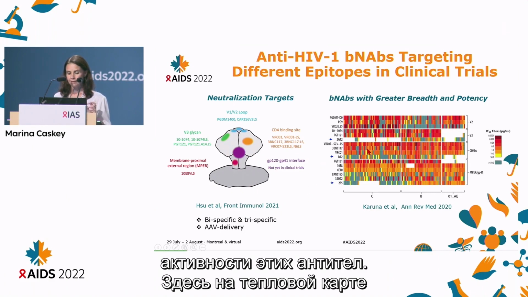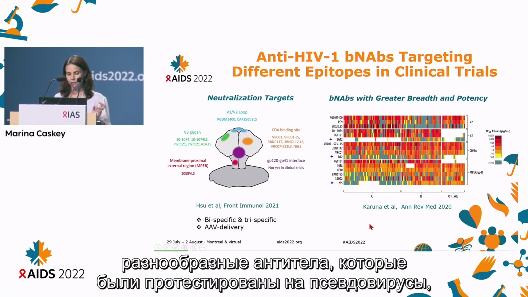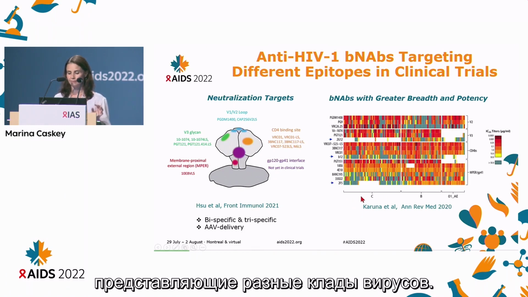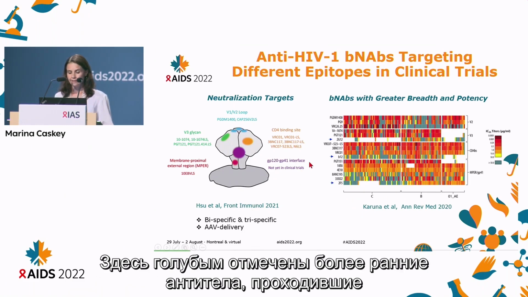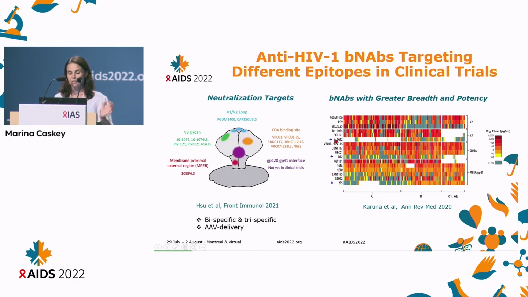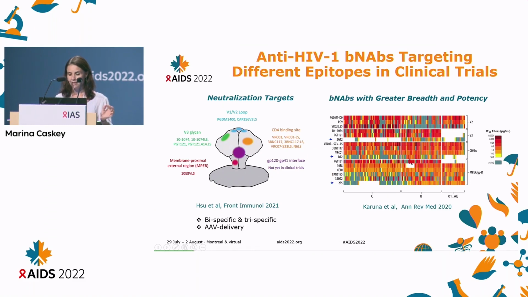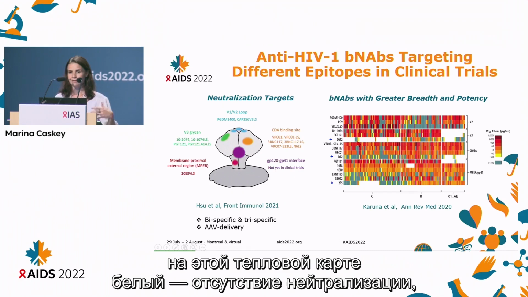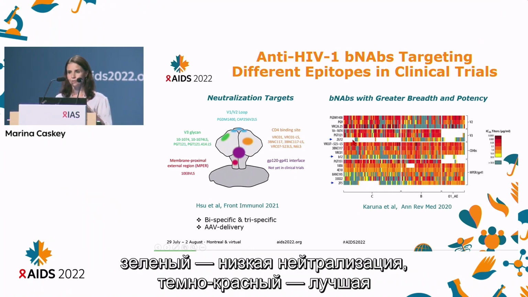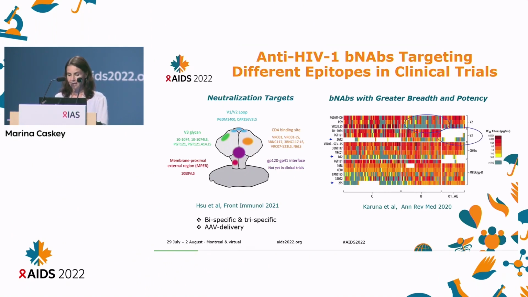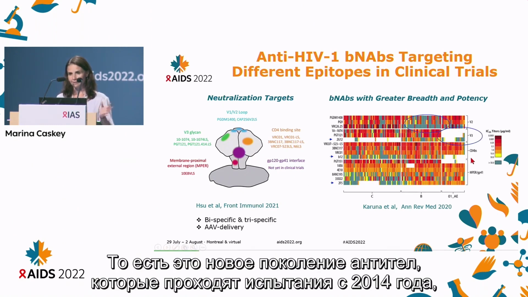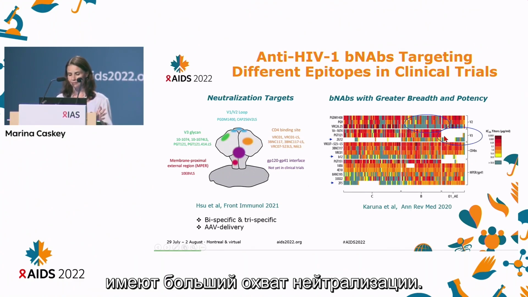In this heat map, a variety of different antibodies were tested against pseudoviruses representing different viral clades. I indicated here in blue the earlier antibodies that had been in clinical trials, to show how there are significant gaps in neutralization. In the heat map, white means no neutralization, green low neutralization, and then the darker red is the best neutralization. So this new generation of antibodies that now have been in trials since 2014 have greater breadth of neutralization.